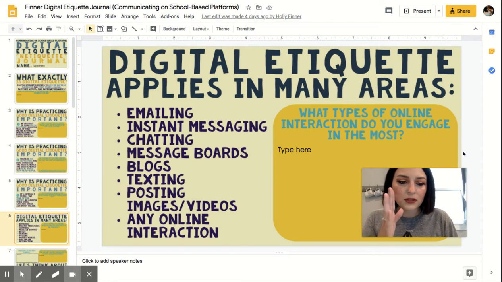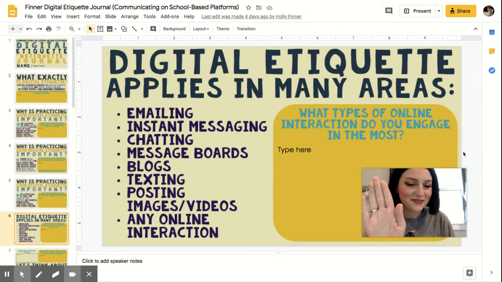Based on what's on that left-hand side, I want you to think about what types of online interaction you engage with the most. Whether that's social media, school-based, maybe a mix of both. Again, 3 sentences, pause, and respond.